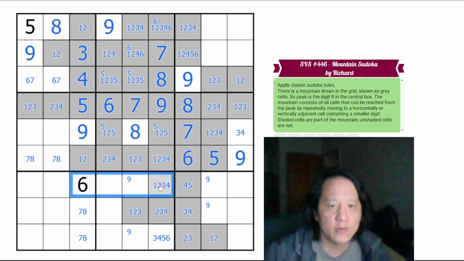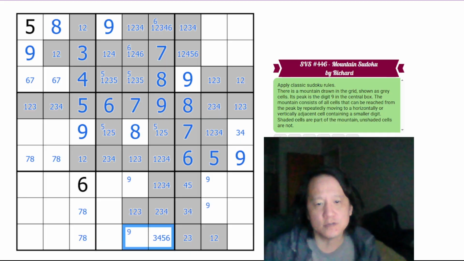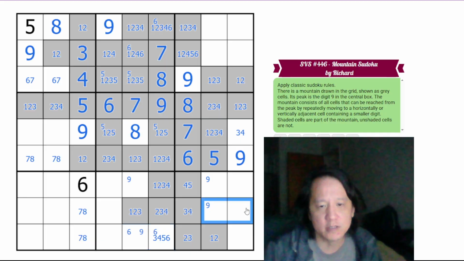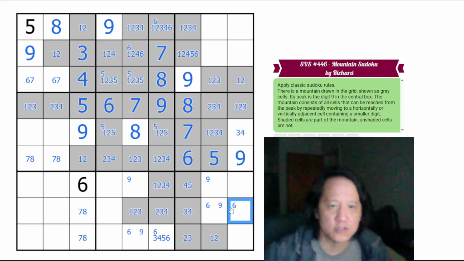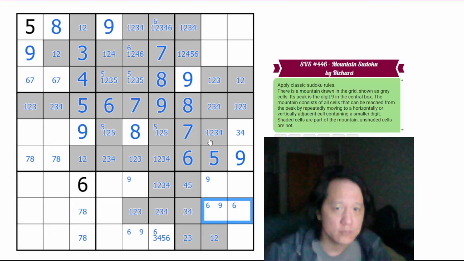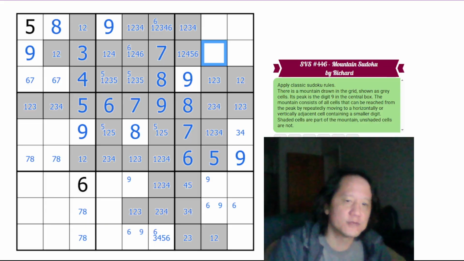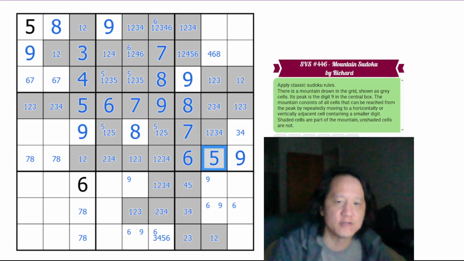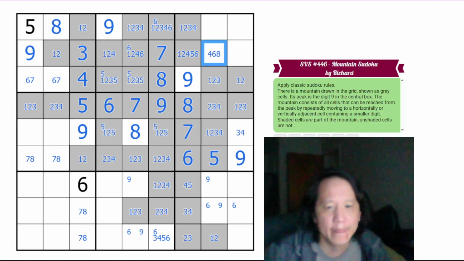Six can't be here. Six can't be on the mountain, so 6 is one of these two digits here, which means in row 8, 6 has to be one of these two digits here. This digit is greater than 2 digits, so it's at least 3, but it can't be 3. It's 4, 5, 6, or 8 here. It cannot be 5 because of 5 in the column.